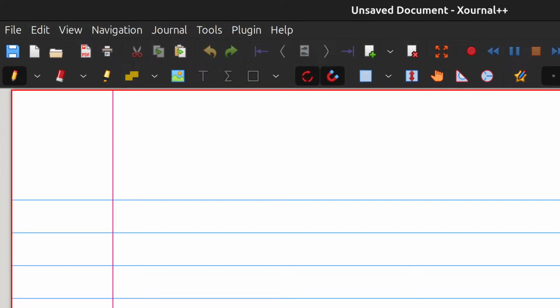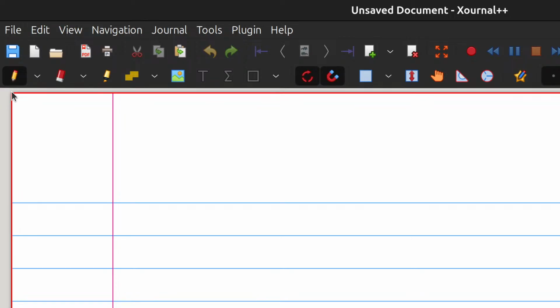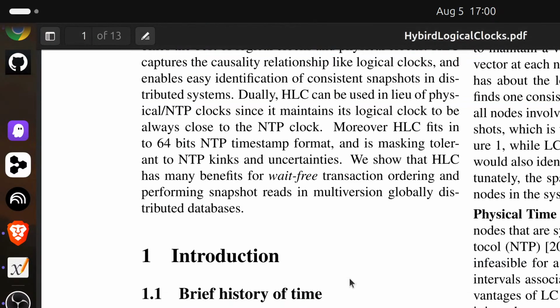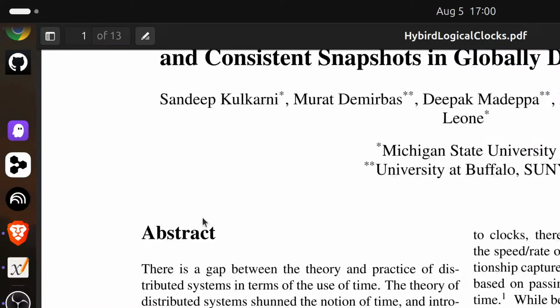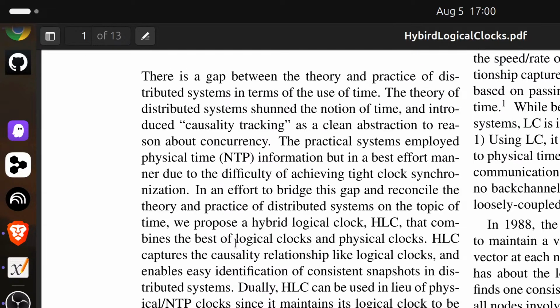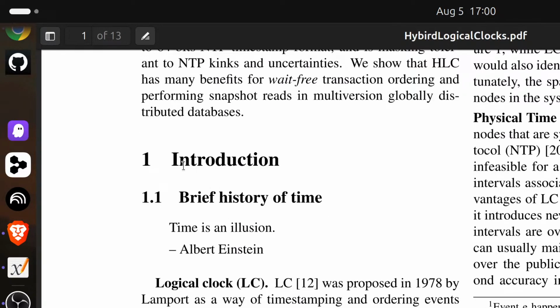Alright guys, let's start reading it and understanding each aspect of this paper. We already read the abstract. I think we know that. Let's go from the introduction now. Brief history of time.